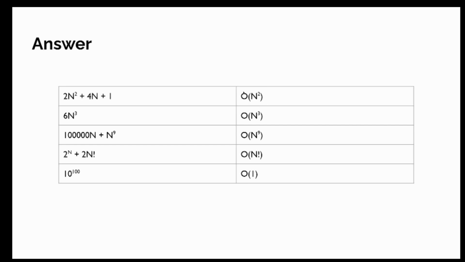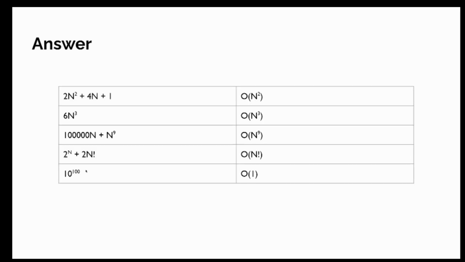So, yep, the answers given for the first and second one are correct. Good job. 100,000 n plus n to the power of 9 is just O(n to the power of 9), because that's the more dominant one. Over here, 2 to the power of n plus 2n factorial. n factorial is actually the more dominant term, because if we look at our graph, O(n!) is steeper as compared to O(2 to the power of n). So it's O(n!). And 10 to the power of 100 is a constant term because there's no n inside. Even though it's a really big number, we still take it to be a constant term, so it's O(1).